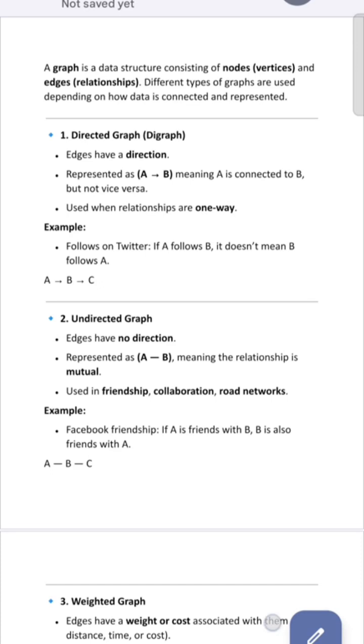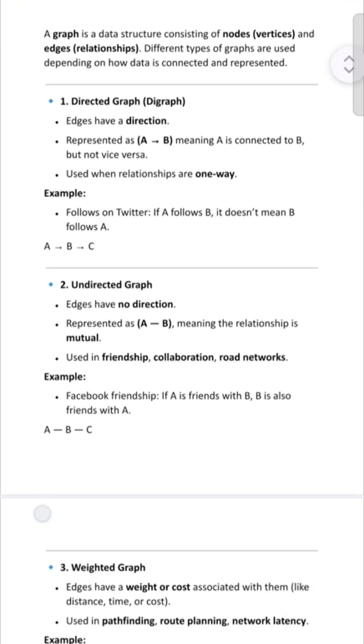Let us understand what is a graph. A graph is a data structure consisting of nodes, that is vertices, and edges, that is relationships. Different types of graphs are used depending on how the data is connected and represented. So let us understand the types of the graph.